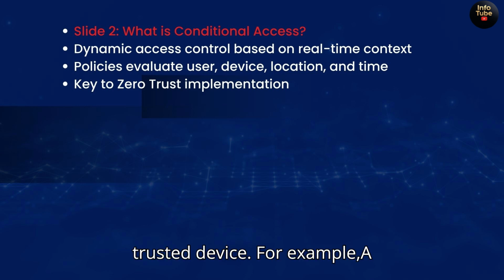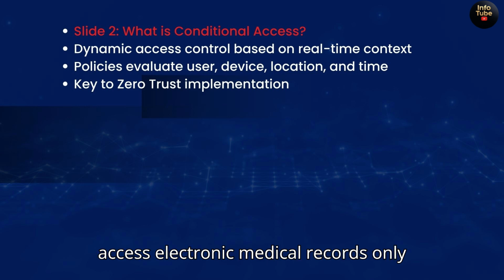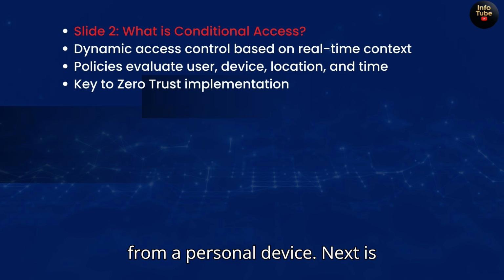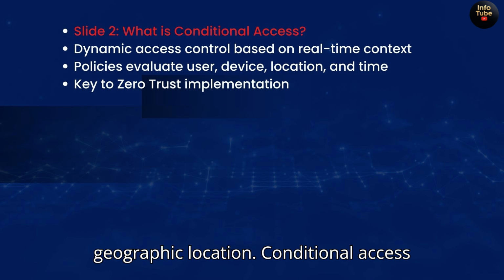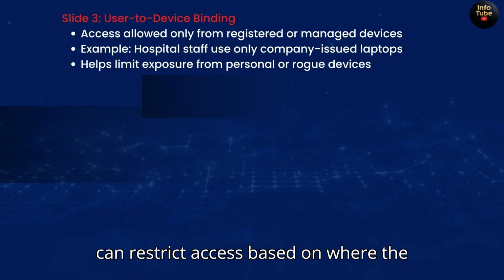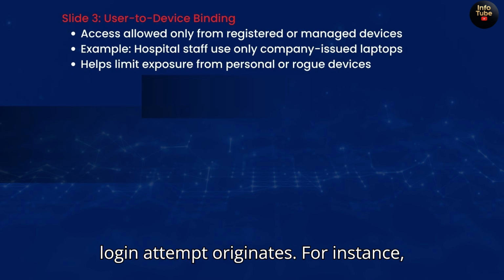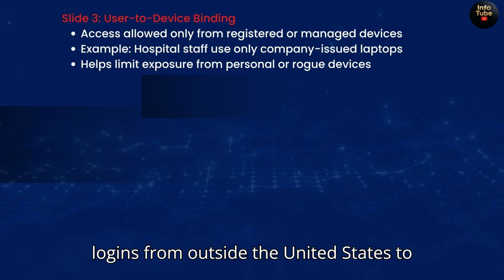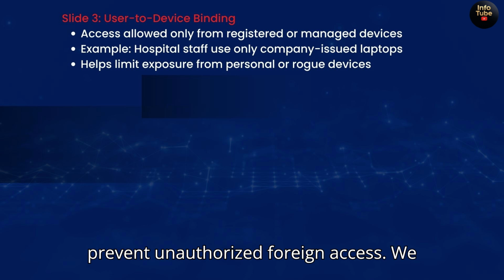For example, a healthcare worker might be allowed to access electronic medical records only from their hospital-issued laptop, not from a personal device. Next is geographic location. Conditional access can restrict access based on where the login attempt originates. For instance, a bank may configure policies to block logins from outside the United States to prevent unauthorized foreign access.